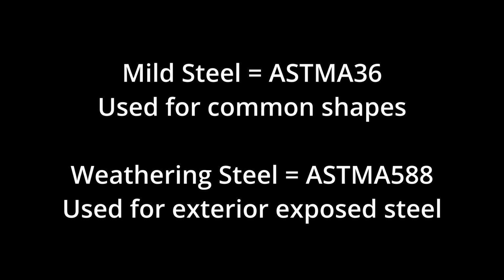Mild structural steel, known as ASTM A36, may be specified for common shapes such as angles, channels, plates, or bars. And ASTM A588, or weathering steel, might be used where there's no protective finish and it is placed in an environment where it will remain exposed to exterior conditions. So there are different denominations for different types of steel with different purposes.